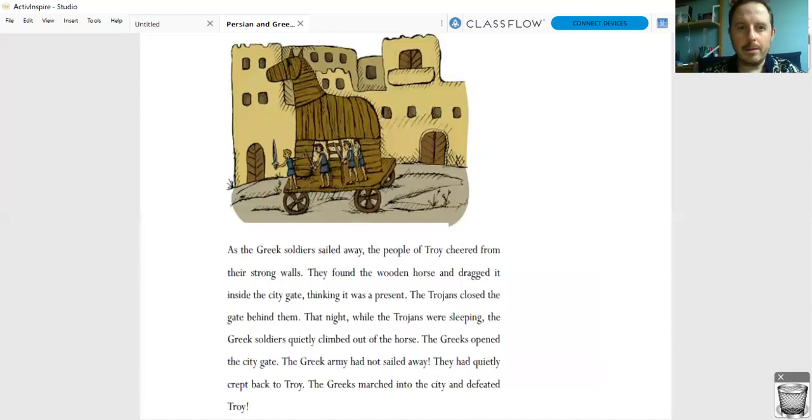be hiding. And as the Greek soldiers sailed away, the people of Troy cheered from their strong walls, and they found the wooden horse and they dragged it inside the city gate, thinking, oh, what a lovely present. The Trojans closed the gate behind them. But that night, while the Trojans were sleeping, the Greek soldiers quietly climbed out of the horse. They opened the city gate, and the Greek army hadn't sailed away. Oh no, they'd quietly crept back to Troy. They marched into the city with the doors open and defeated all of Troy. And that was how Troy was defeated in the epic poem, The Iliad by Homer.